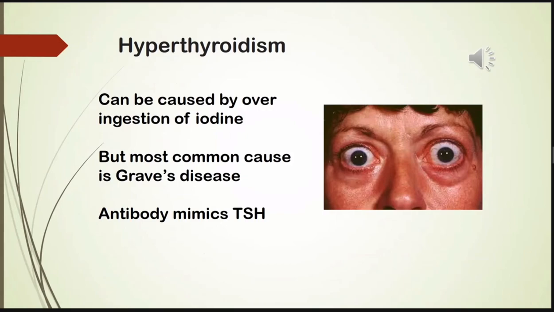Hyperthyroidism is a condition where you have too much thyroid hormones in your blood. This can be caused by overingestion of iodine. But the most common cause for hyperthyroidism is your Graves' disease. In this disease, the antibody mimics the thyroid stimulating hormone, making it produce a lot of your thyroid hormones.